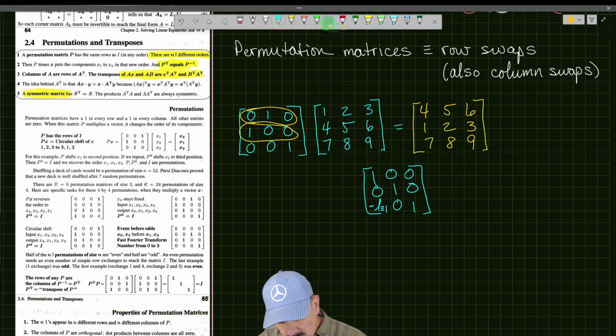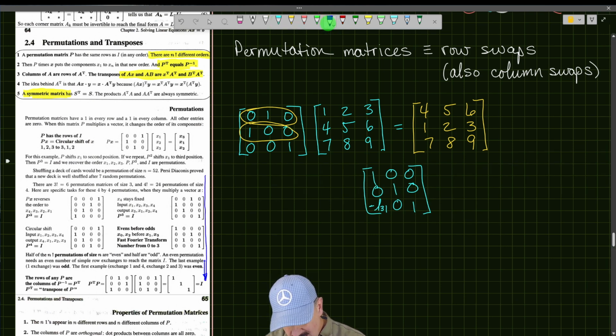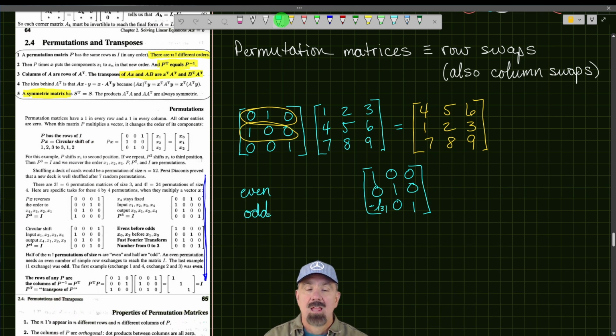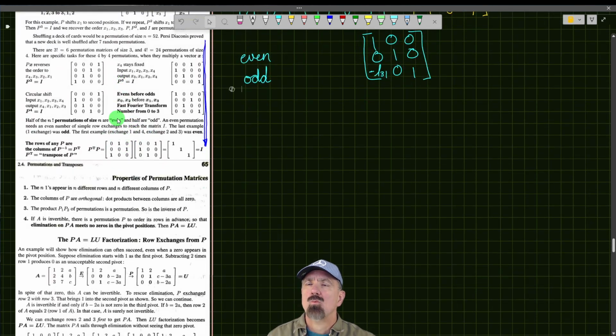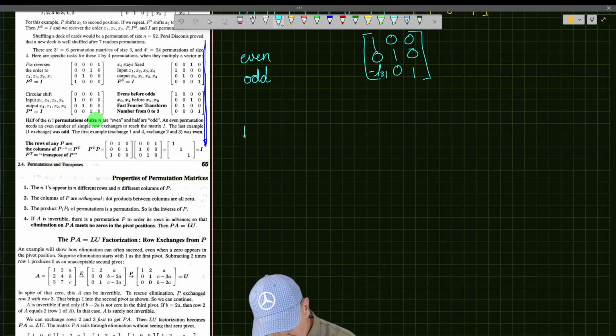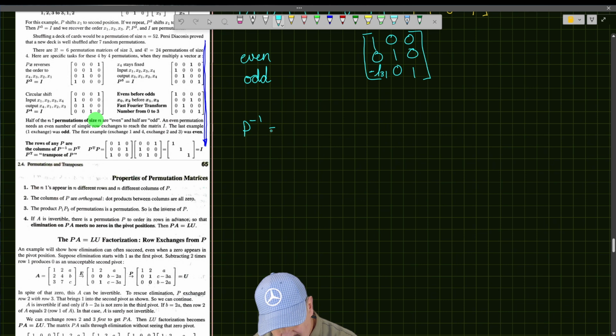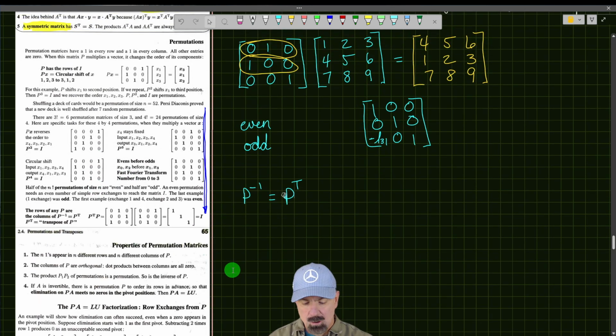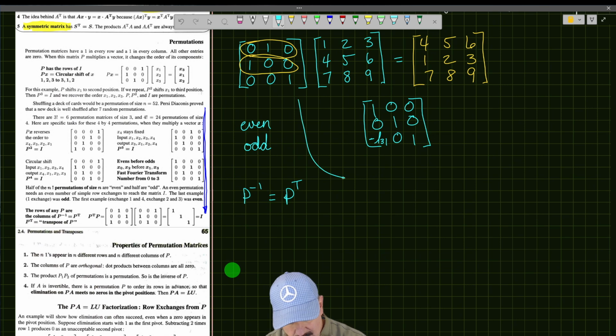So he provides some examples and conversation here about even and odd. So there are even permutations and odd permutations. And that's left for you to read. You can take a look through those things. A really important result is the fact that if we have a permutation matrix, the inverse of a permutation matrix is equal to the transpose of the permutation matrix. Let's go back and take a look at what that means here.